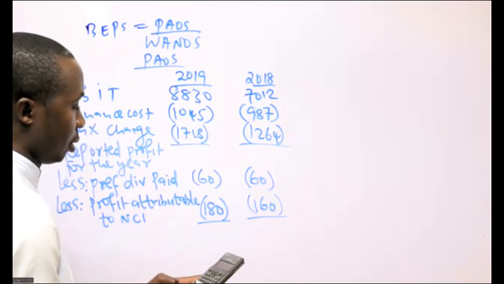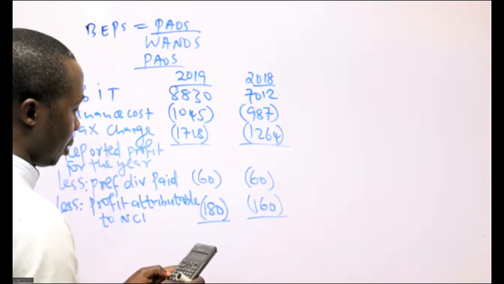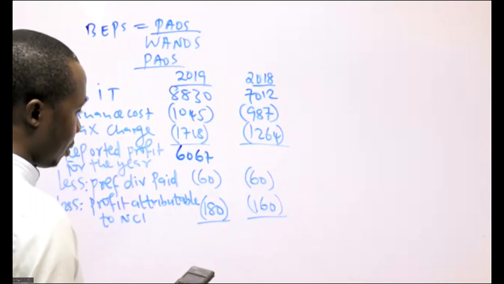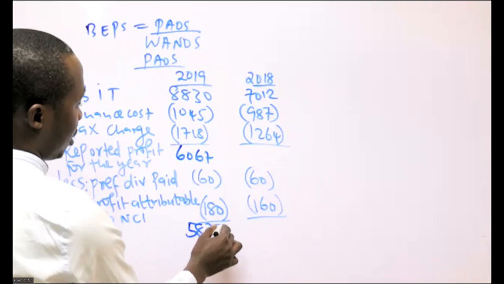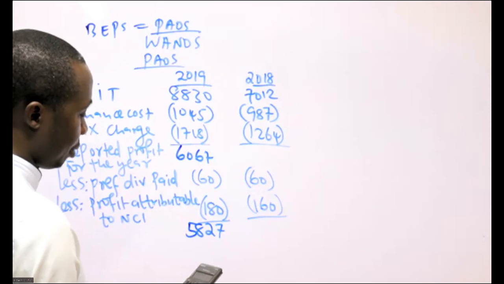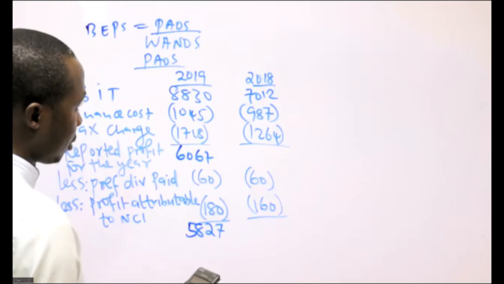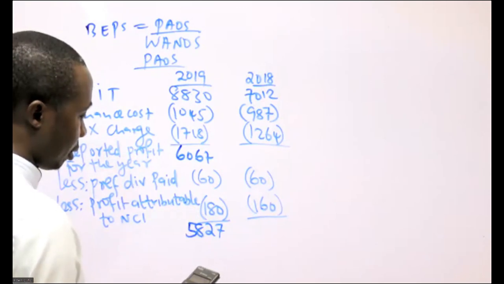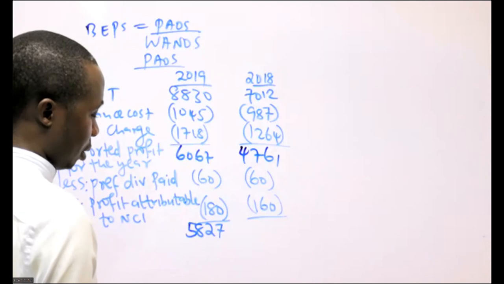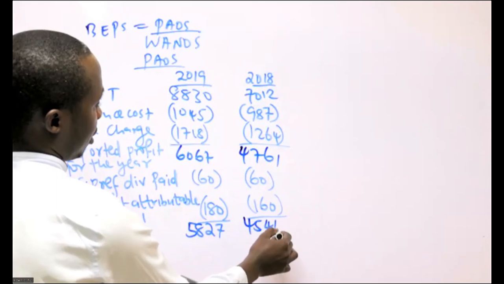So 88,30 minus 1045 minus 1718. So this is 60, 67, minus 60, minus 180, that is 58, 27. So 70, 12, minus 987, minus 12, 64. That is 47, 61. Minus 60 minus 160. So that is 45, 41.